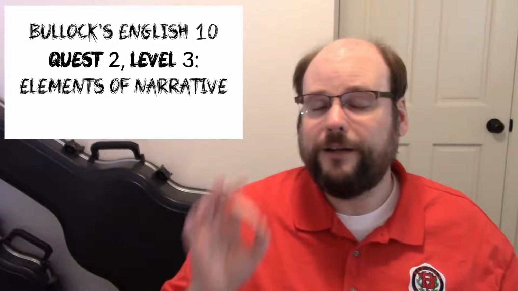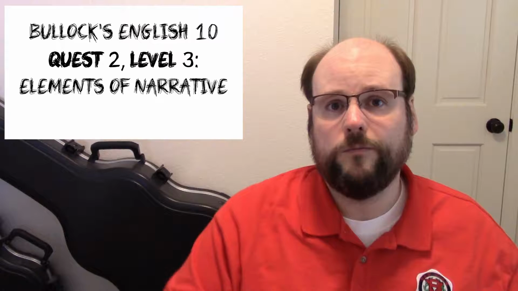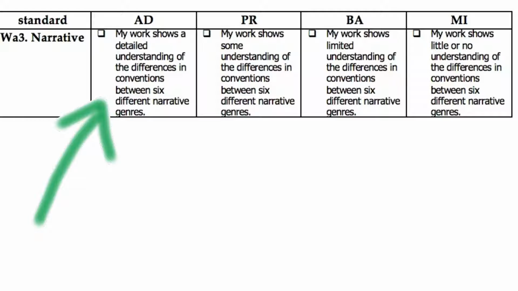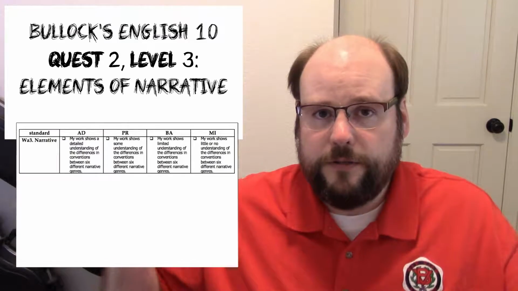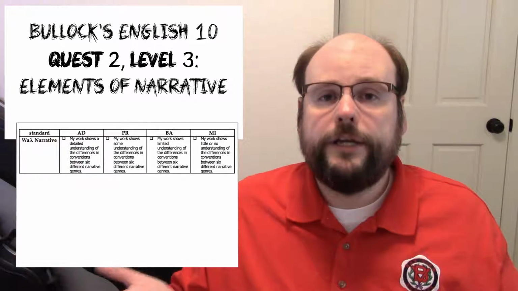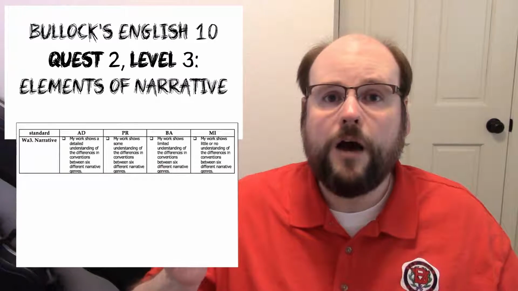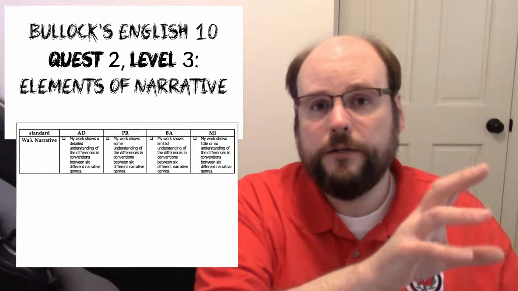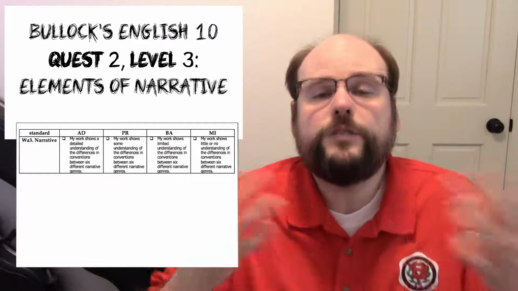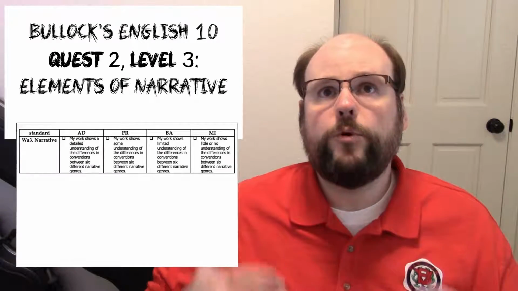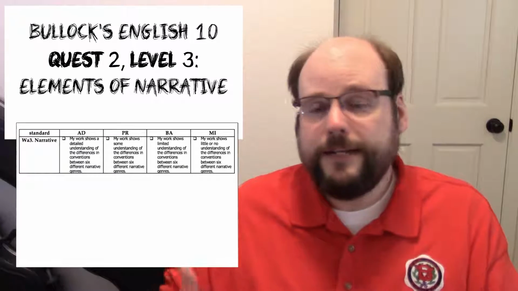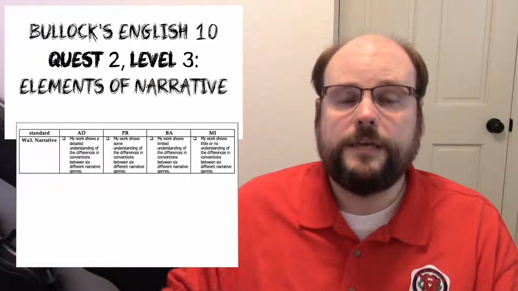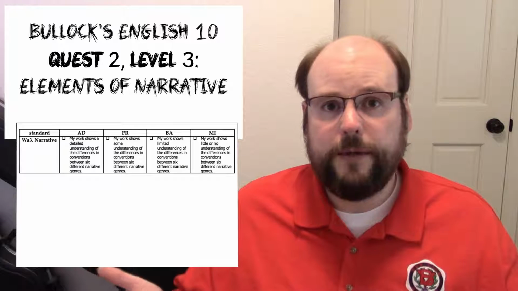Let's take a look at the rubric, and it'll be really fast because there's just one row. My work shows a detailed understanding of the differences and conventions between the 6 different narrative genres. I mean, that's it. I want to look at your chart, and I want to see that you know how settings are described differently in memoirs versus in short fiction. That's what I want to see, that you are able to understand the different kinds of narratives do the same things in different ways. Okay? Good luck.